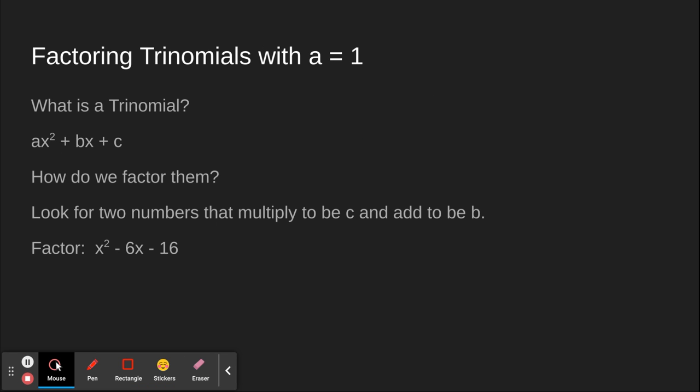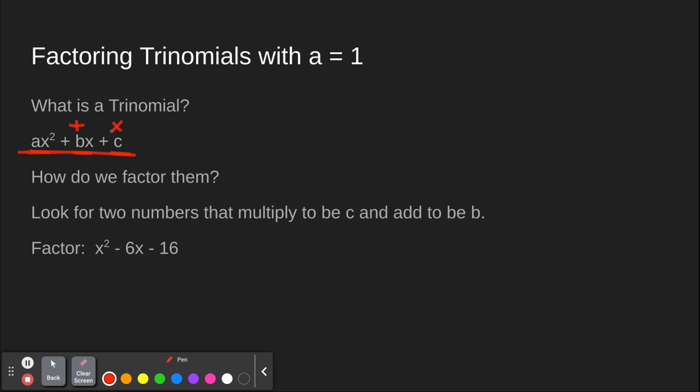Okay. All right. What about factoring trinomials when a is 1? Okay, what's a trinomial? A trinomial is a polynomial, okay? Maybe you don't know what a polynomial is, with 3 terms. A polynomial is a many-termed algebraic expression. So that thing right here, this whole thing is a trinomial. How do we factor them? You look for 2 numbers that add to be b and multiply to be c.